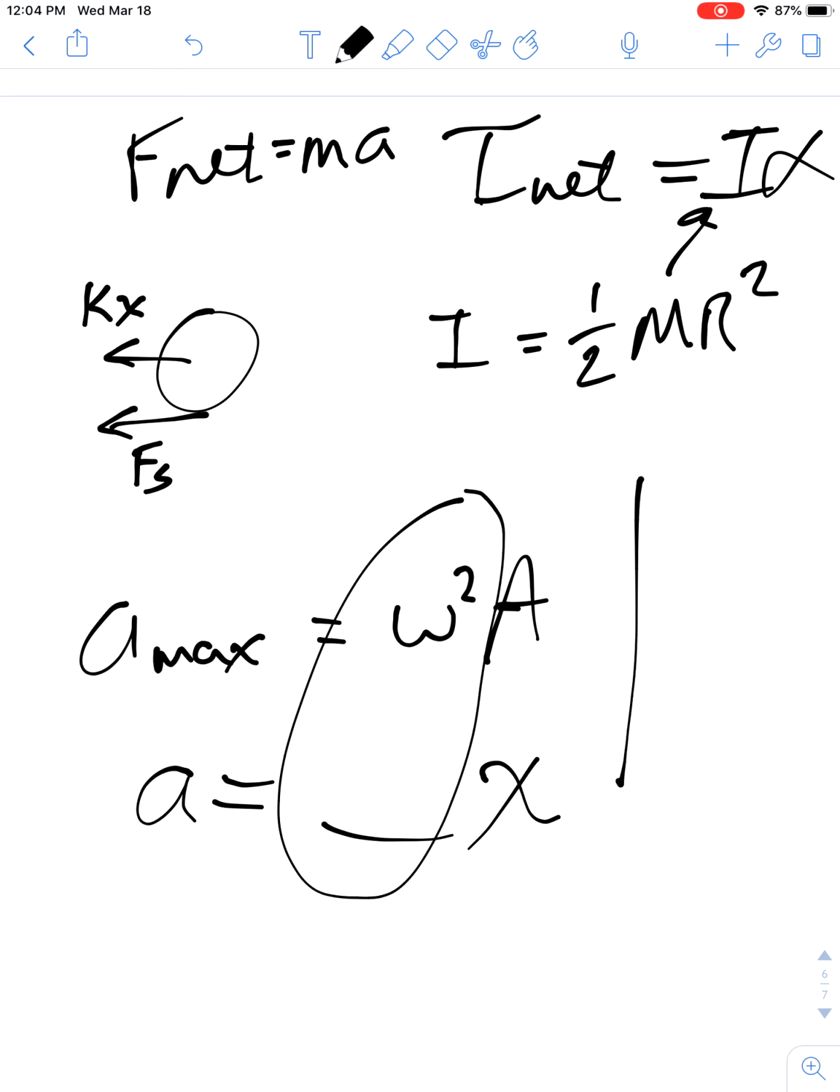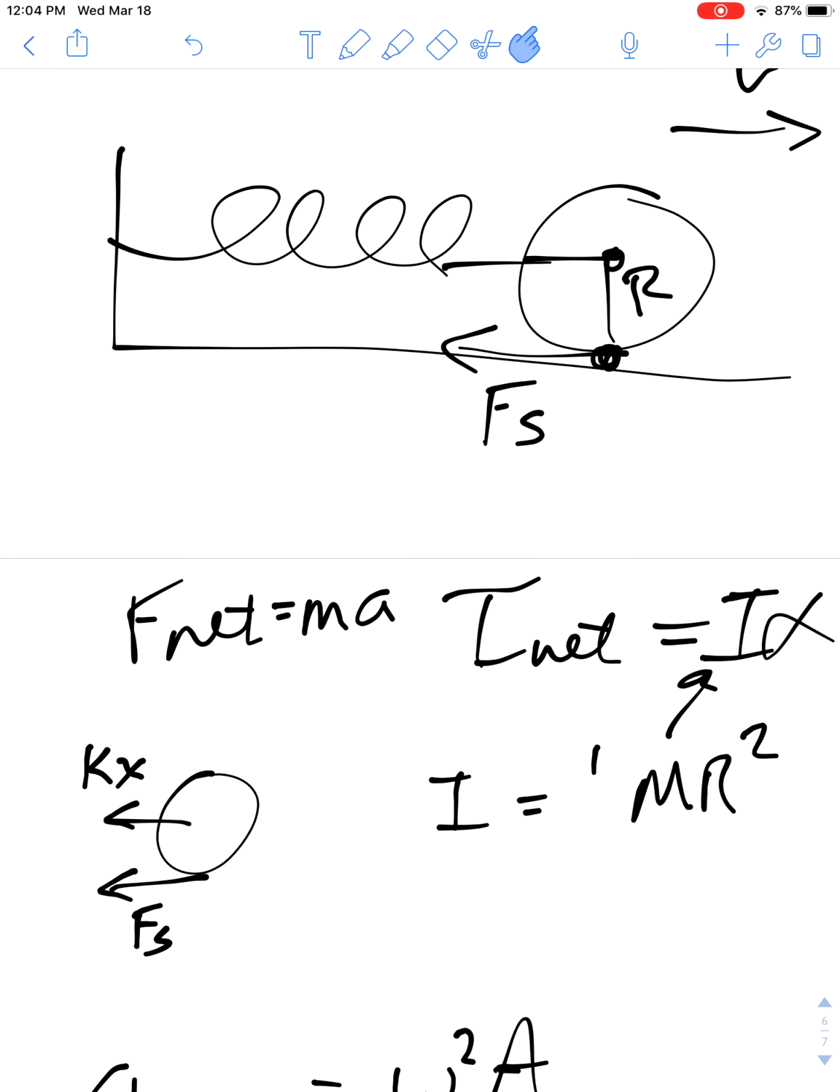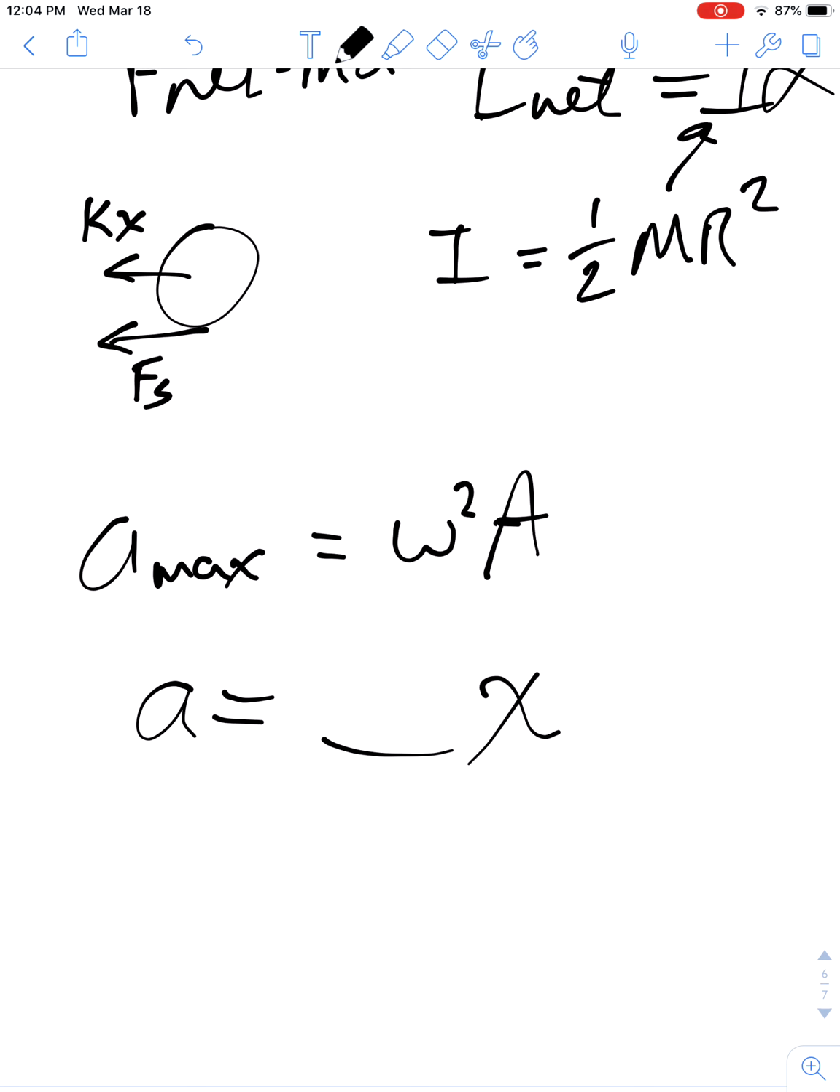So in any case, that's the general approach you're going to take for number 9. Do a net force equation and do a net torque equation. Combine those two. See if you can get yourself an expression for acceleration, and then draw that sort of parallel to find your angular frequency.